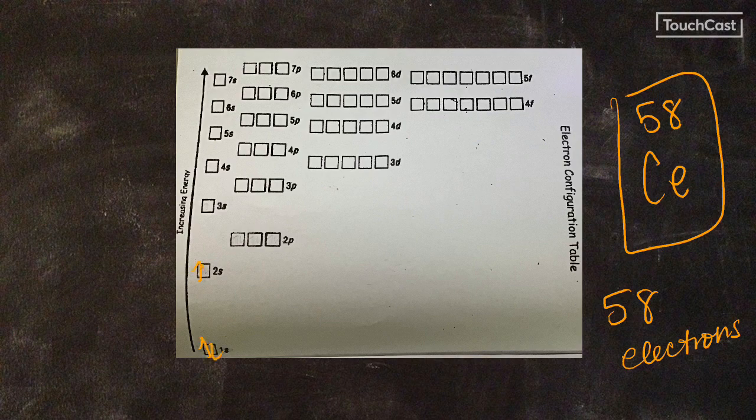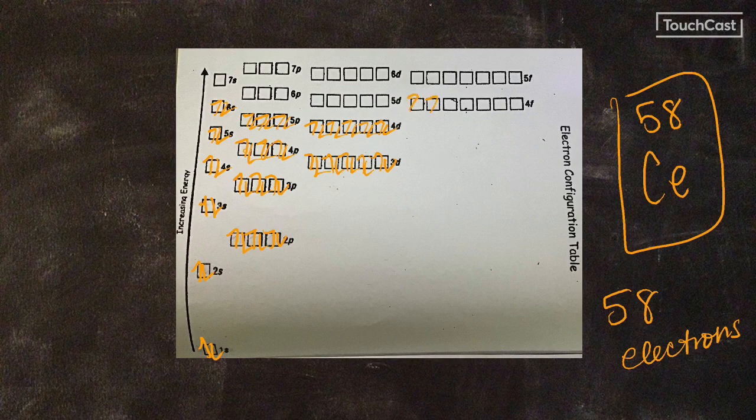1, 2, 3, 4, 5, 6, 7, 8, 9, 10, 11, 12, 13, 14, 15, 16, 17, 18, 19, 20, 21, 22, 23, 24, 25, 26, 27, 28, 29, 30, 31, 32, 33, 34, 35, 36, 37, 38, 39, 40, 41, 42, 43, 44, 45, 46, 47, 48, 49, 50, 51, 52, 53, 54, 55, 56, 57, 58.